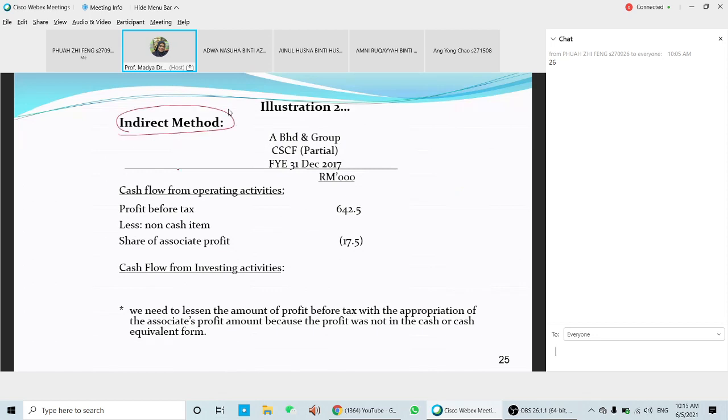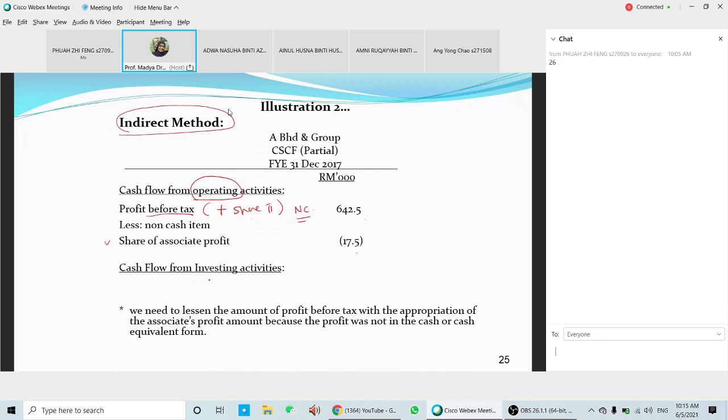Because we make an adjustment from the profit before tax, your profit before tax here will already include the share of profit. But this share of profit is a non-cash item, so we need to minus it here to find the cash flow from operating. This one is under operating because we make an adjustment for the profit. So we need to minus this figure.